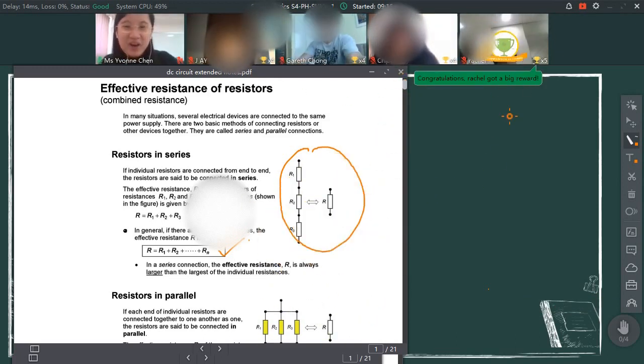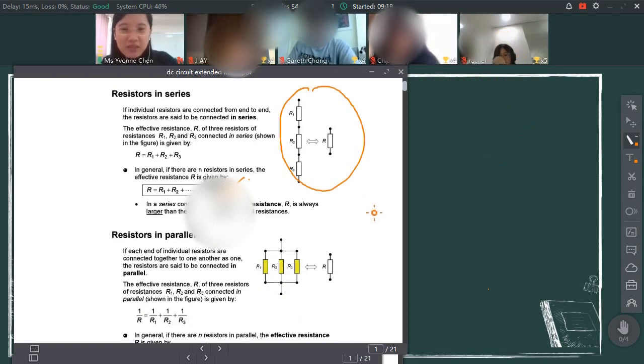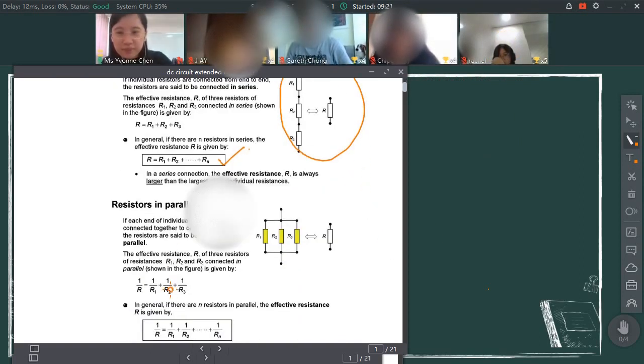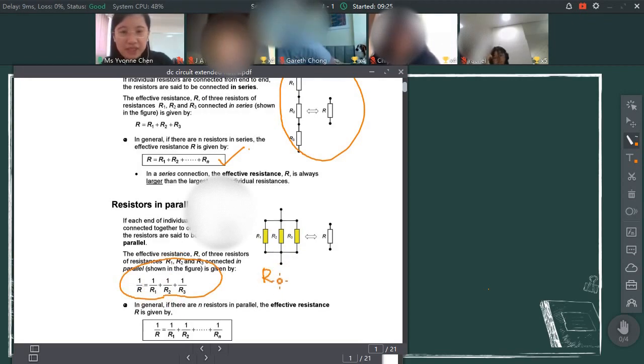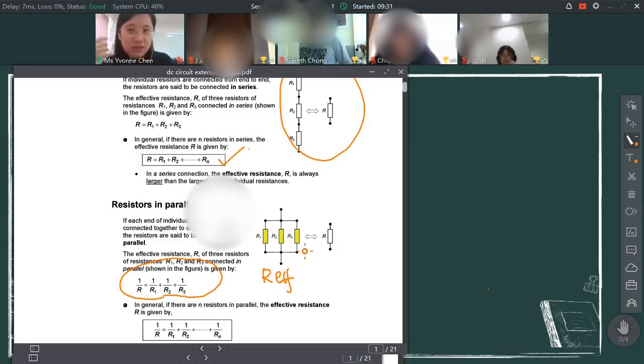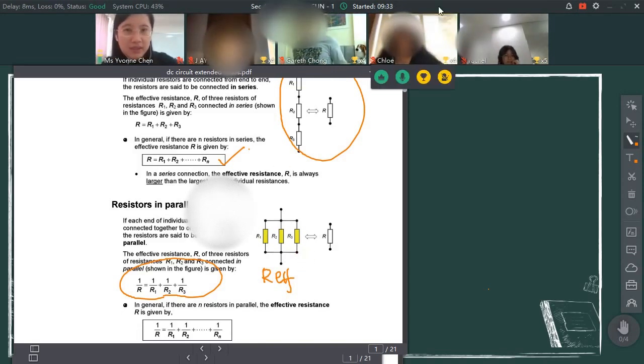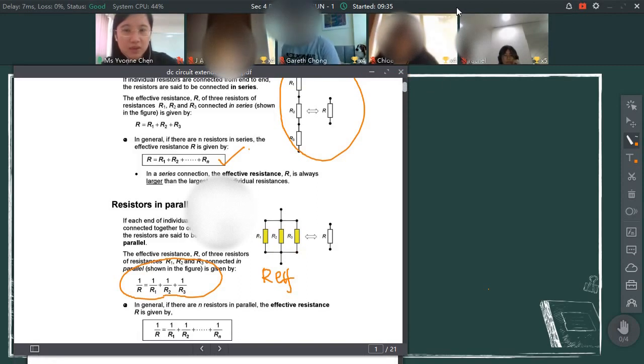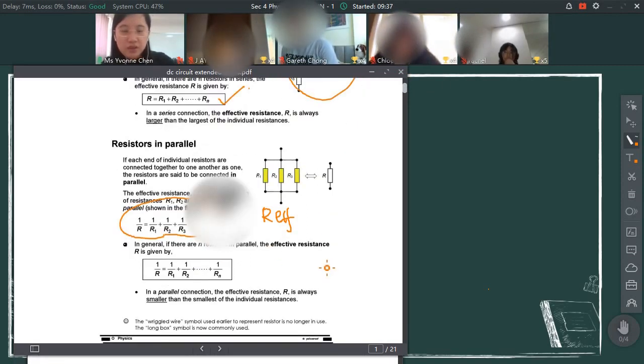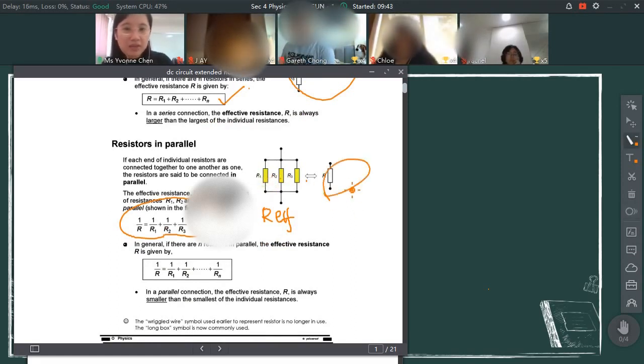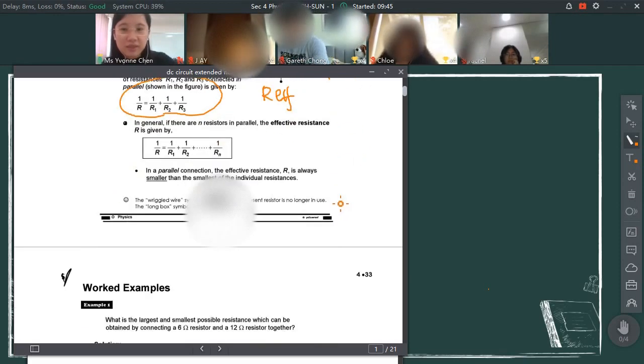For resistors connected in parallel, this is the formula. This R is what we call the effective resistance. Any questions so far? Please let me know if you cannot hear me or you cannot see what I'm writing on the notes. You can raise your hand. So we'll try to combine the 3 resistors into 1 resistor. This is the effective resistance of it.